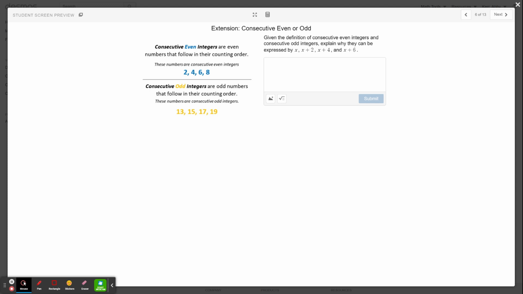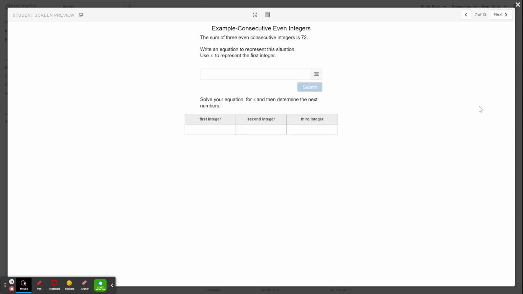And the same with odd. If I chose 45, what's the next odd number? 47, 49, 51. So we're going to use the principles that we did before. We're going to use the guess method.